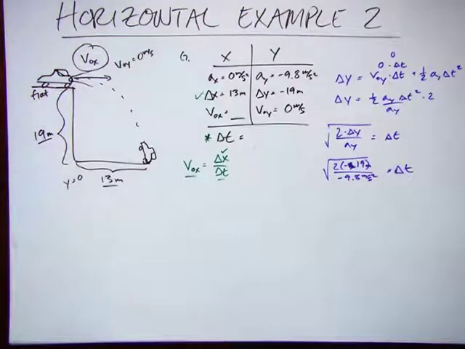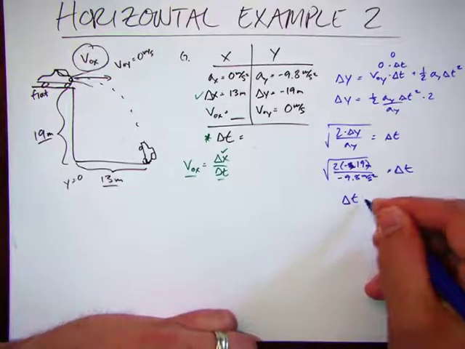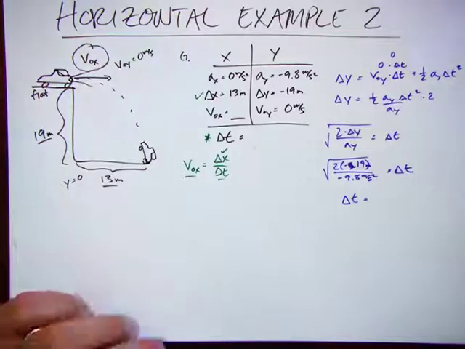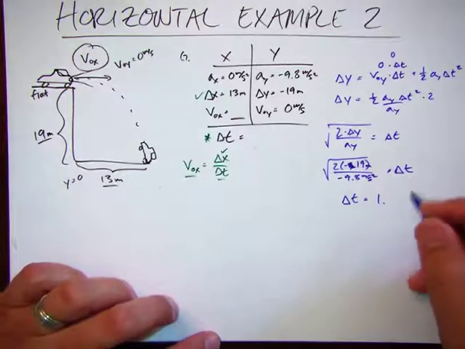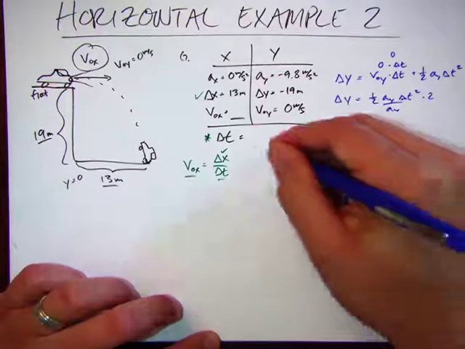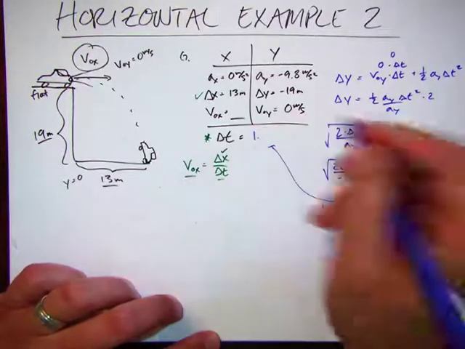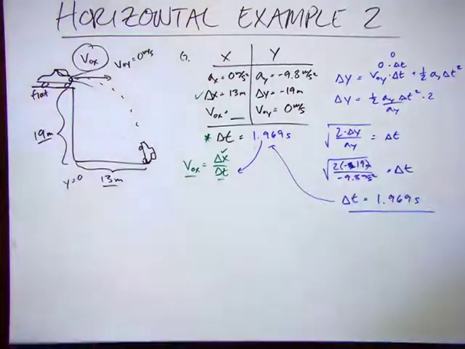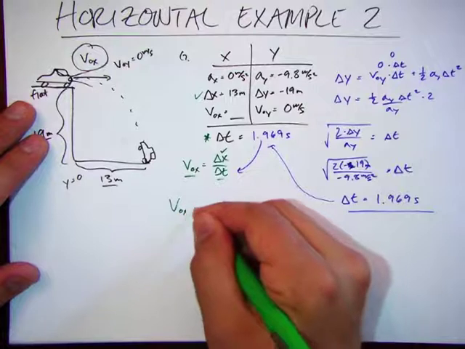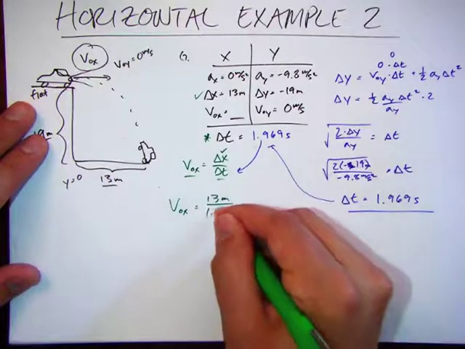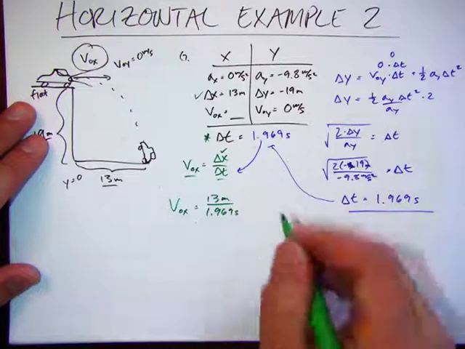So let's plug it in, calc it out. My delta T is, so 2 times 19 divided by 9.8, square root, 1.969 seconds. Whoop, that goes into my givens now. I can use that to solve for my initial X velocity. So V naught X equals delta X, which is 13 meters, over time, 1.969 seconds, meters per second, which is good.